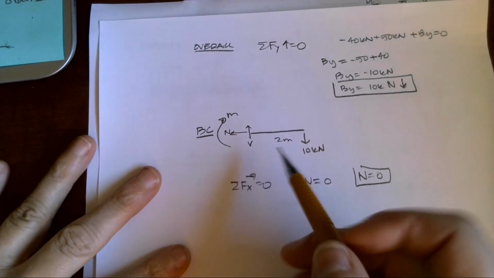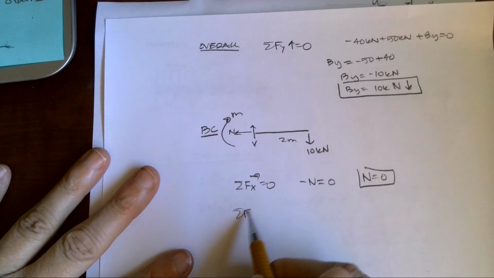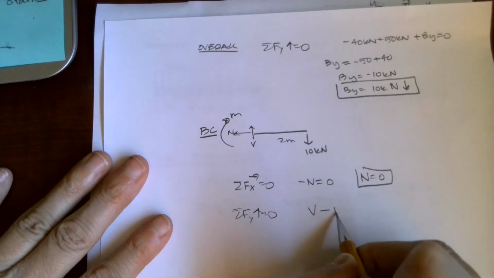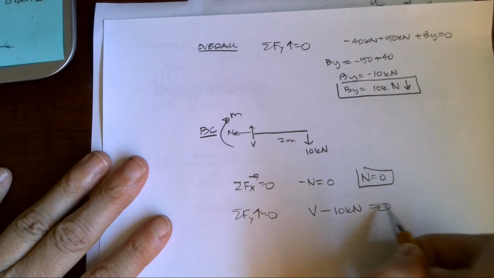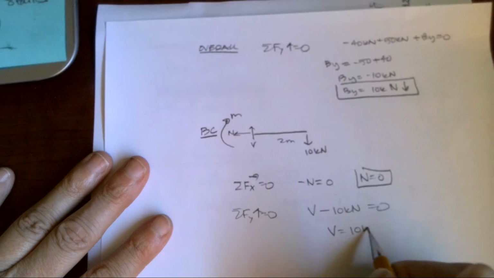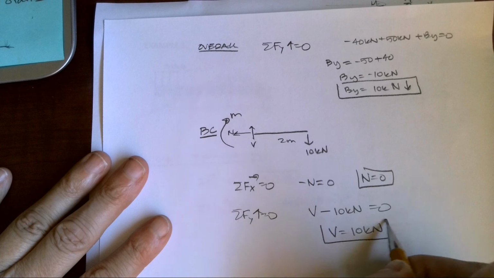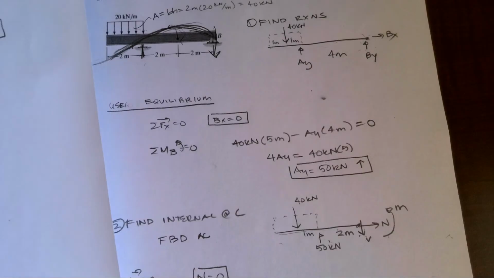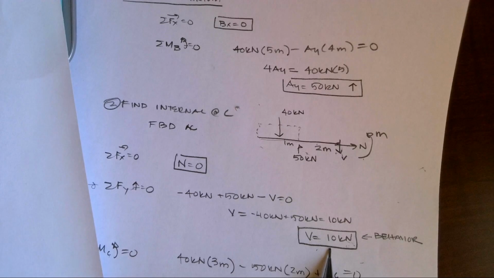Let's now sum forces in the y direction, and I get positive V minus 10 kilonewtons equals 0. So my shear is 10 kilonewtons, positive by behavior. I can't show an arrow up. Sorry, positive behavior. I'm still learning how to make videos, so just bear with me.